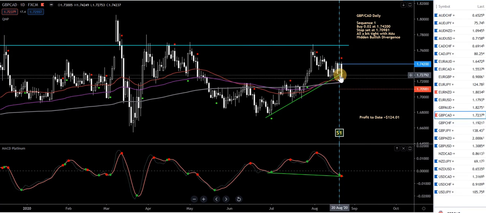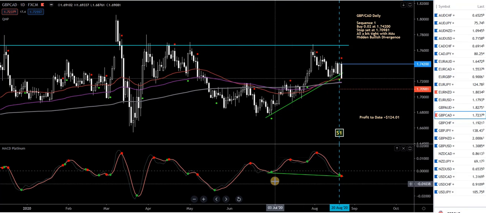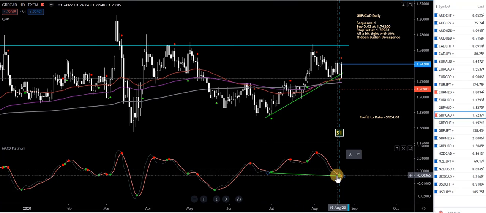So my buy here, see hidden bullish divergence, we've got higher lows on price and lower lows on the MACD Platinum. So price has gone up, MACD Platinum's gone down. The MACD Platinum's an oscillator, 0 lag MACD. And it's below the 0 level.